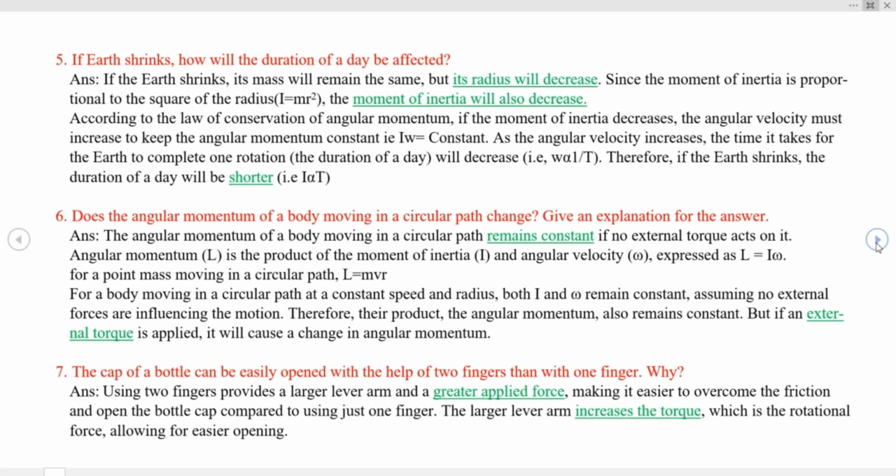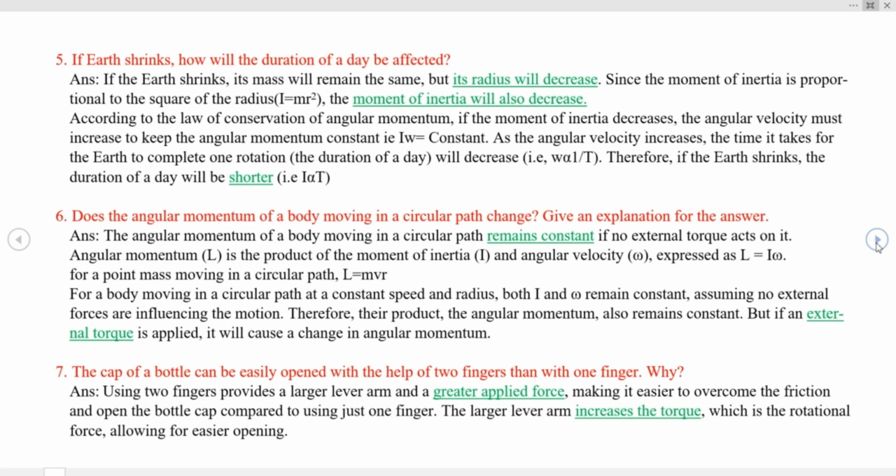And according to the law of conservation of angular momentum, if the moment of inertia decreases, the angular velocity must increase to keep the angular momentum constant. And as the angular velocity increases, the time it takes for the Earth to complete one rotation will decrease, right? Therefore, if the Earth shrinks, the duration of the day will be shorter.